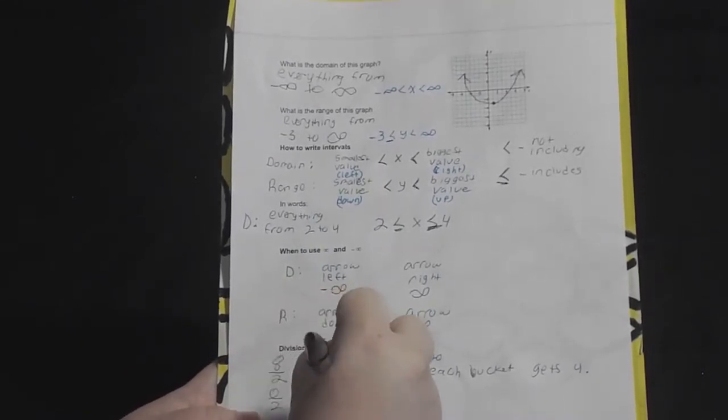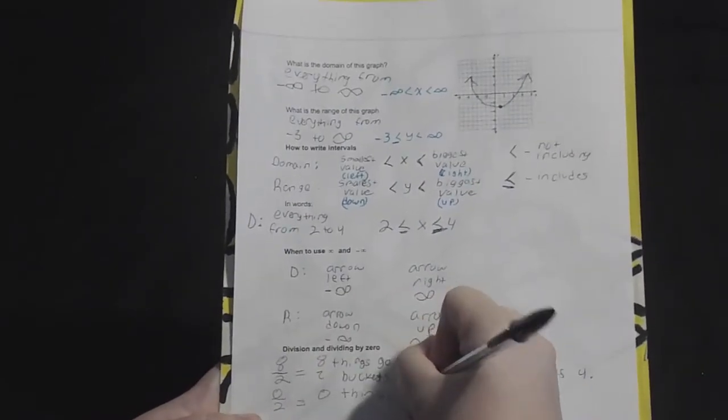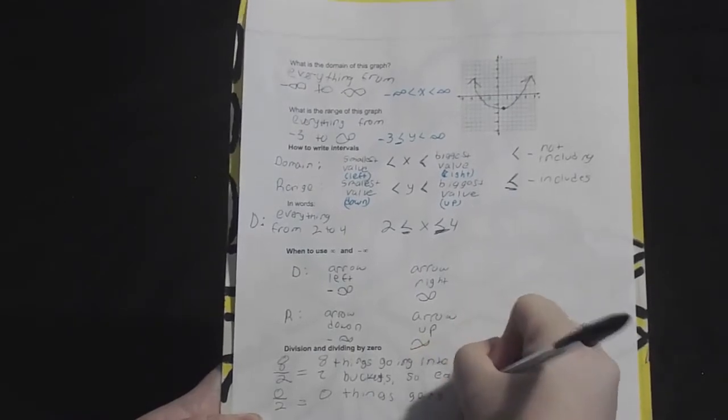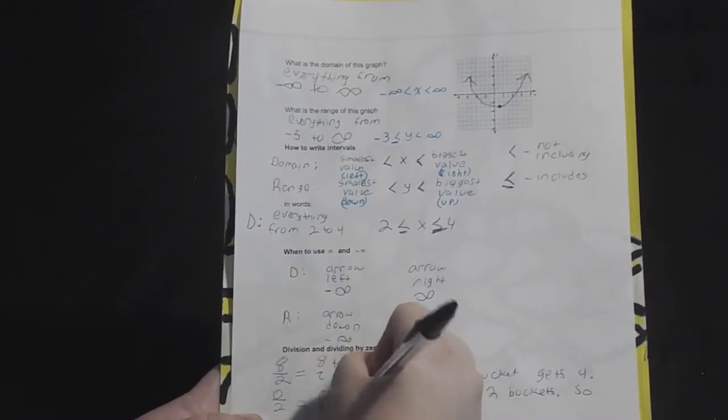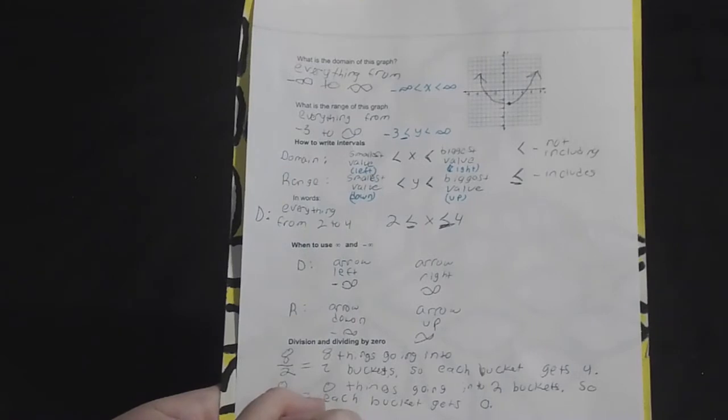That means I have 0 pennies, 0 things, going into 2 buckets. So each bucket gets none. So the answer to 0 divided by 2 is 0. Because if you have nothing that you want to put in 2 buckets, you end up with nothing in each bucket. However, let's say you wanted to do 2 divided by 0.